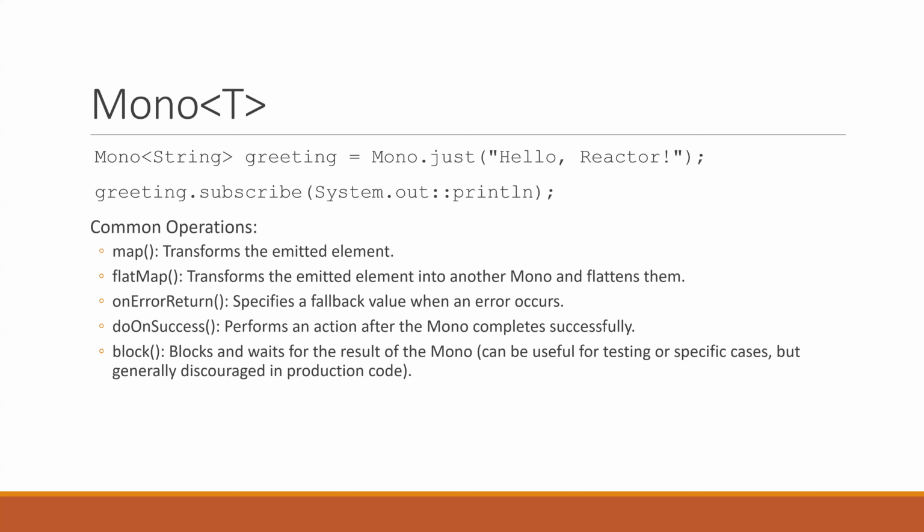Common operations on a mono, because I can have the operators, are map, flat map, which can flatten out a map, right? If I have nested maps, I've got an on error return, a do on success. If something successful happens, I can then do something. And then I can also block if I need to, right? I discourage blocks, but they're great for debugging. In production, though, you could block a thread, which you don't want to do.